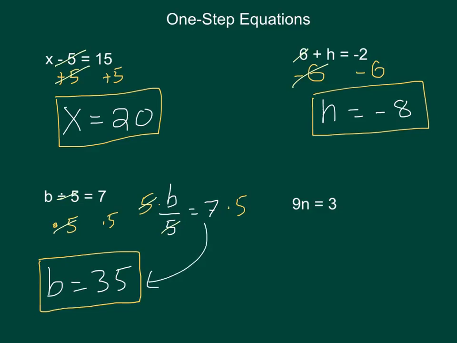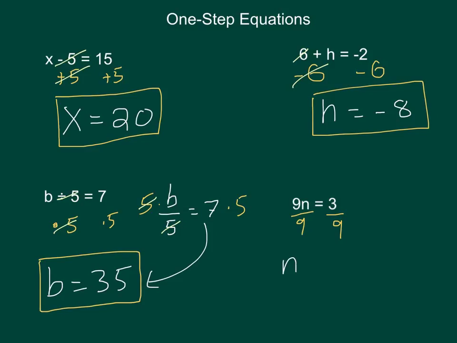All right, last example on this page, we've got 9n equals 3. Remember that 9n means 9 times n. A number next to a variable is called a coefficient, and I want to divide by that. So you can either use the division symbol, or oftentimes we just use a fraction bar as well. Either way would be fine.